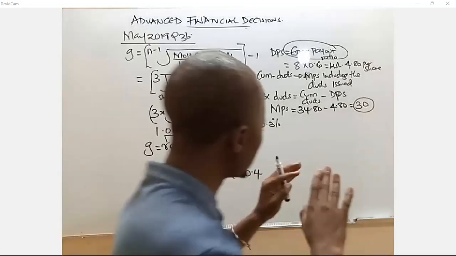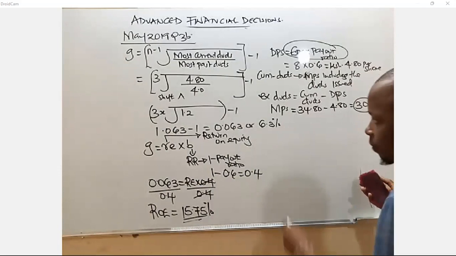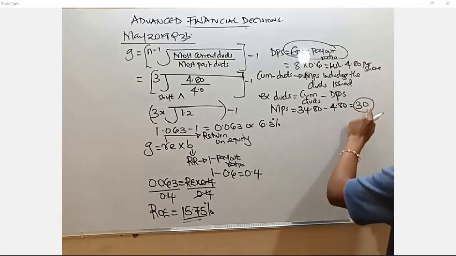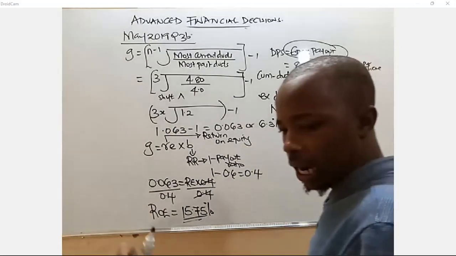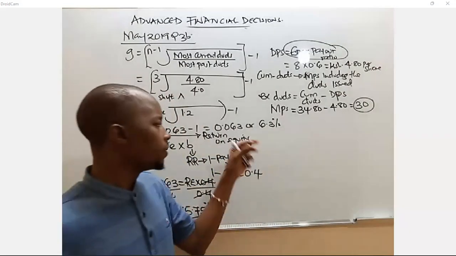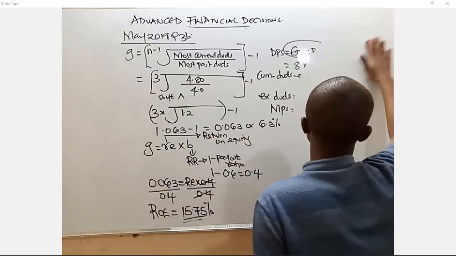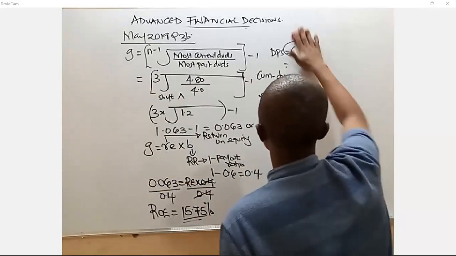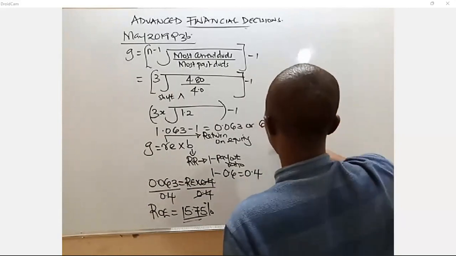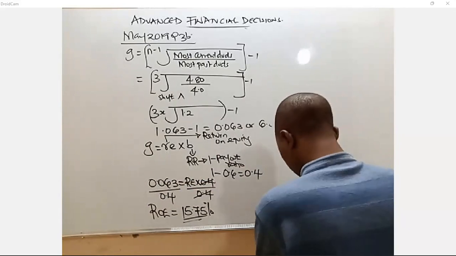Whether you are calculating the WACC or the WMCC, don't forget our market price per share. The first thing is the computation of the component cost. Allow me to compute them.